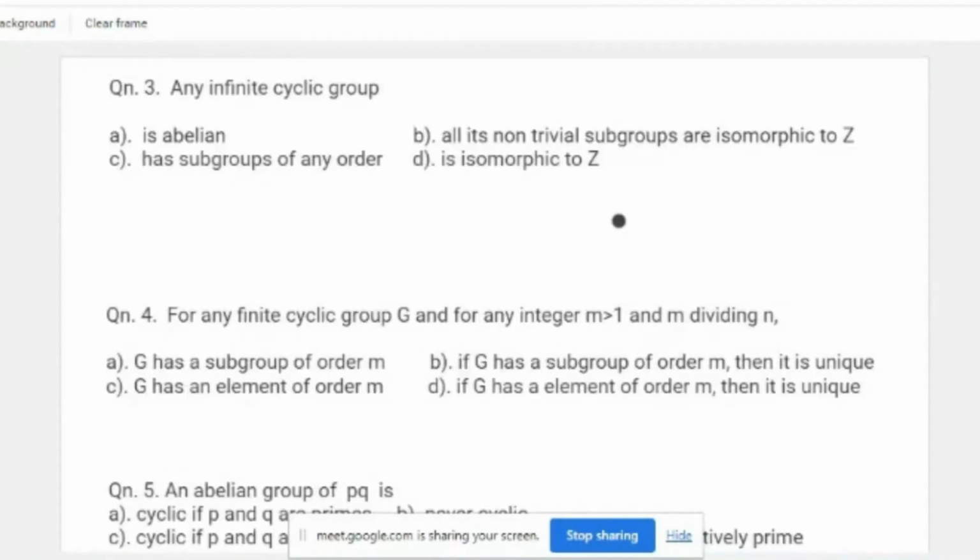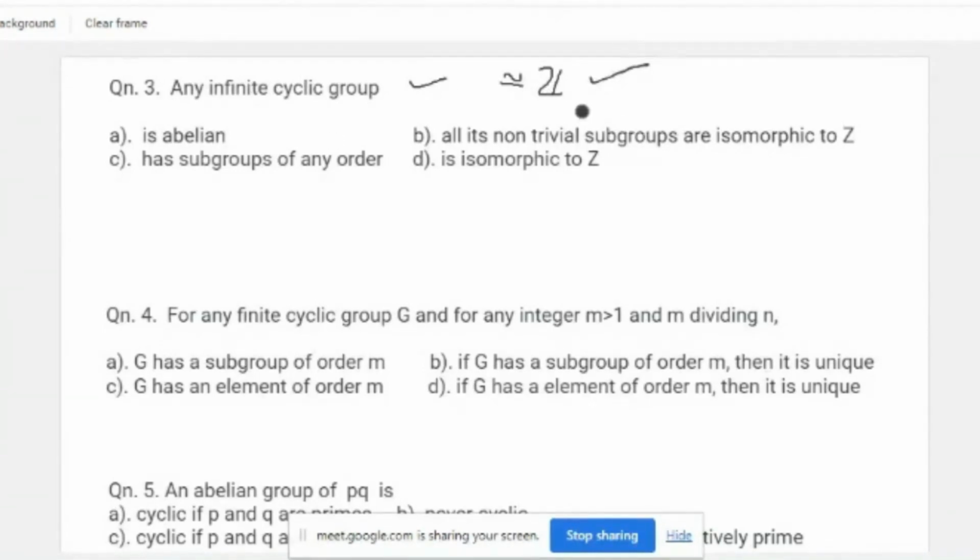And these are a few questions I have selected for you. And these are also very simple ones. Consider any infinite cyclic group, and you may know that any infinite cyclic group is isomorphic to Z. A lot of you may know this, or if you didn't notice this fact, you can notice it. And if you know this result, this question is nothing.